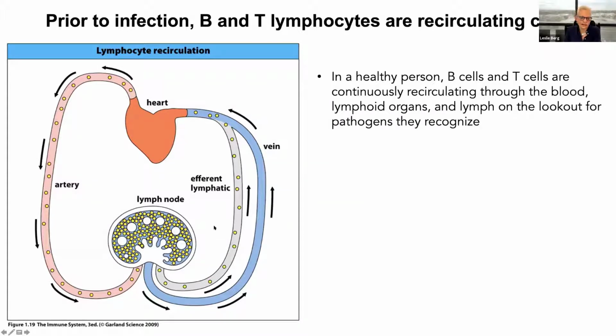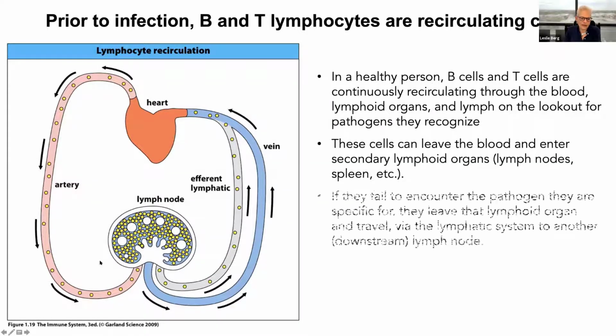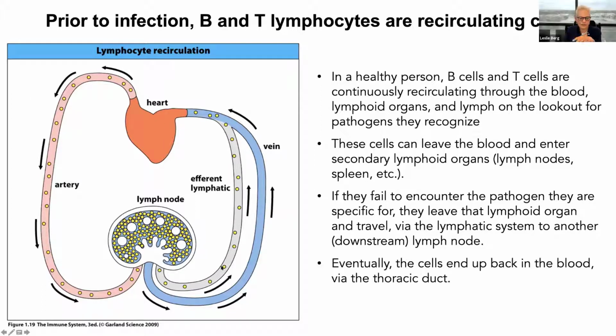They look in the lymph node for their antigen. If they don't find it, they'll leave via the efferent lymphatics, and they eventually drain via the thoracic duct back into the circulation. And so these recirculating T and B cells will end up sampling all of the different lymph nodes and secondary lymphoid organs in your body. As it's been estimated, each cell will sample each lymph node roughly once a day. So they're essentially on patrol in your circulation and in your secondary lymphoid organs looking for infections.